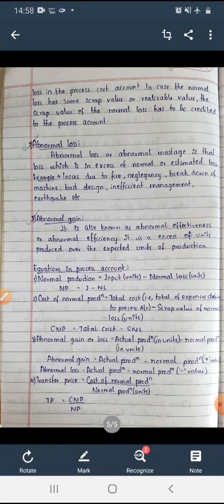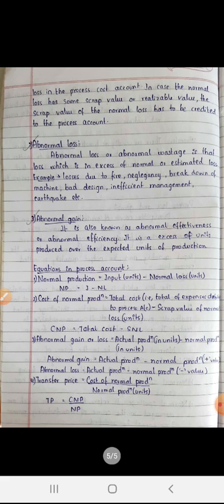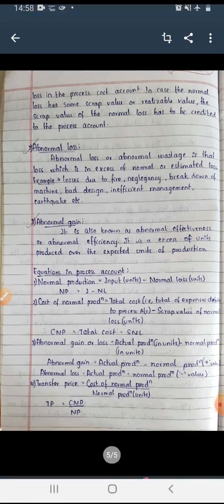Next one is the transfer price. How to calculate the transfer price? Cost of normal production divided by normal production in units. It is the transfer price.